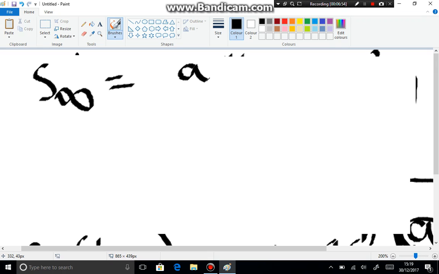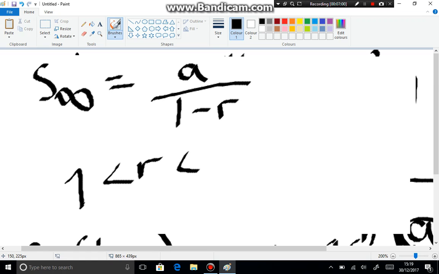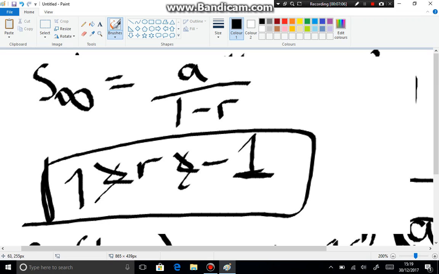So the sum to infinity of a series is A over 1 minus R, and R must be strictly less than 1 and more than minus 1. That's its range. That's the value R has to be. So that's something you have to keep in mind, guys.